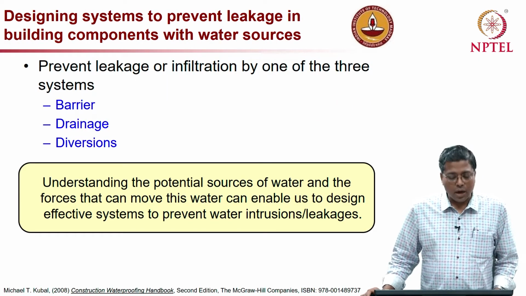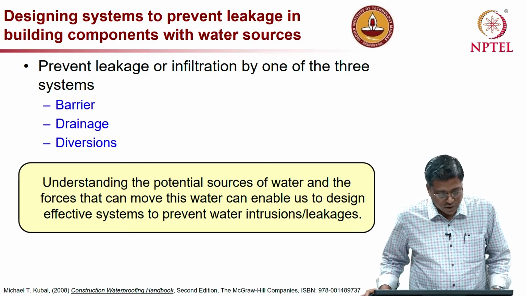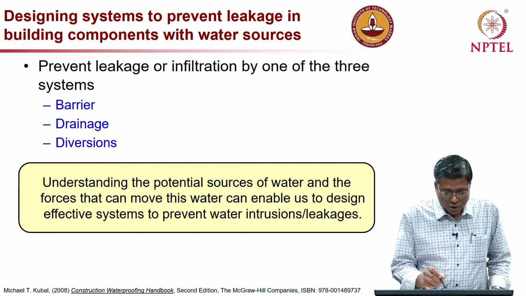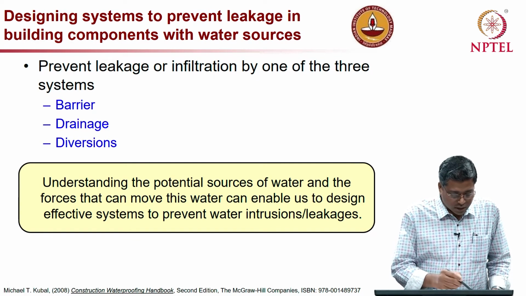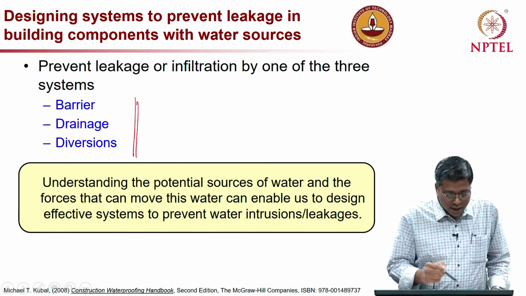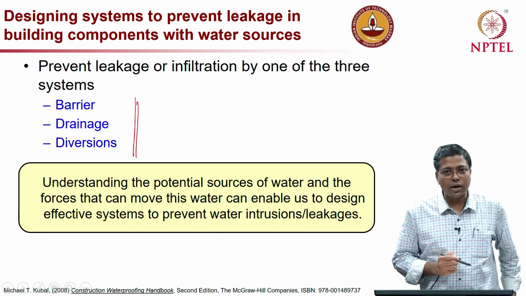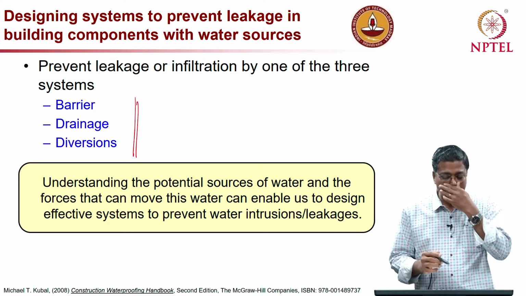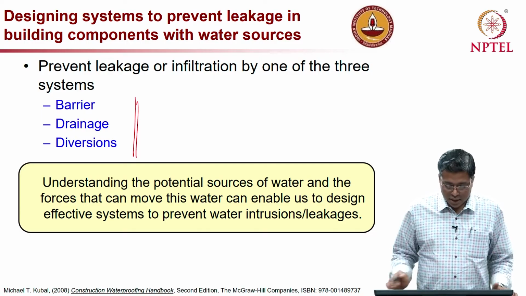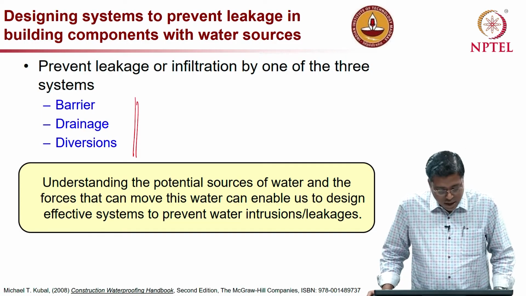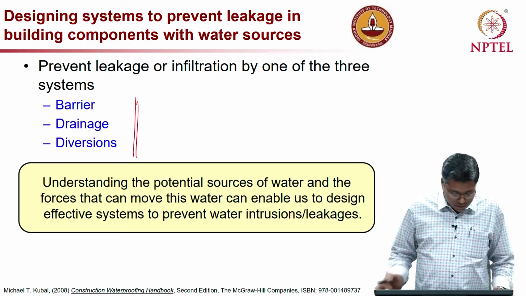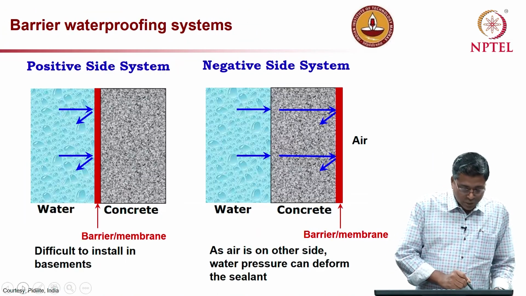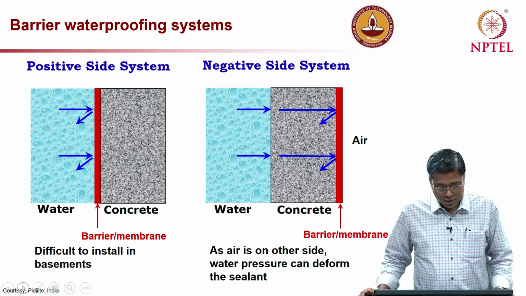Now, let us look at how to design these waterproofing systems. Designing to prevent leakage can be done in three ways. One is by going for a barrier system, the second is by designing a drainage system, and the third is by diverting the flow of water. Understanding the potential sources of water and the forces that can move this water can enable us to design efficient systems. So, let us look at the barrier proofing systems first.